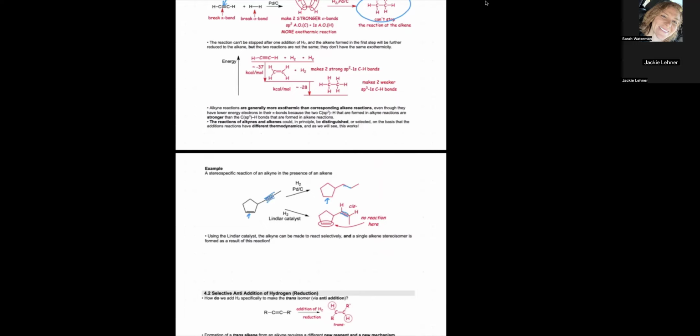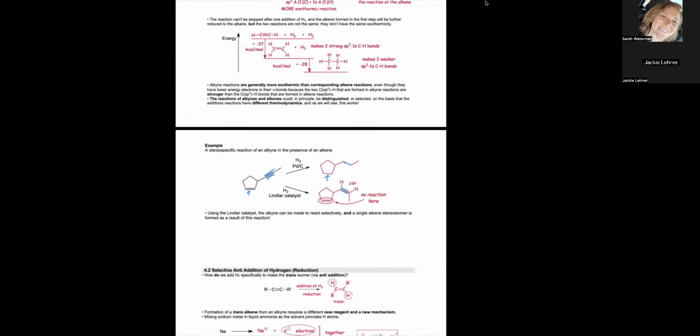Because you're starting with a triple bond here, it'll only react that first time. So if you do not want to reduce all the way to an alkane, then you use the Lindlar. But if you just want to run it all the way through, then you use your H2, your Pd/C. It's just another way to control the reaction.